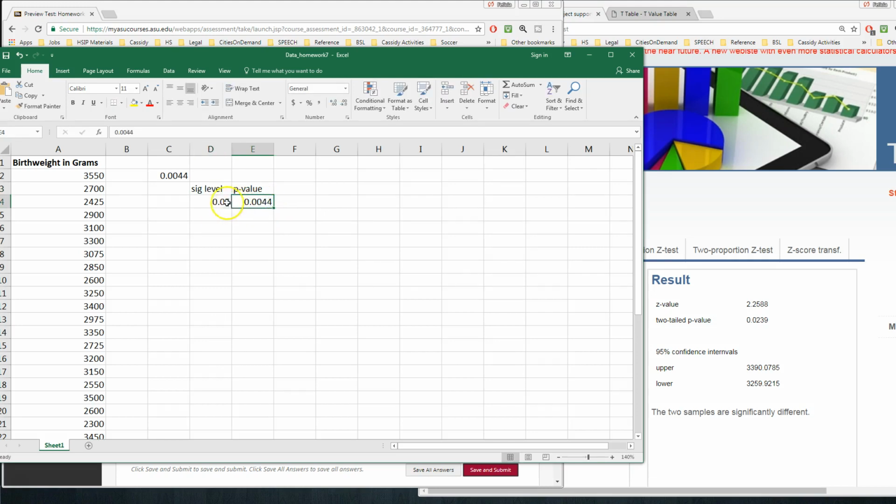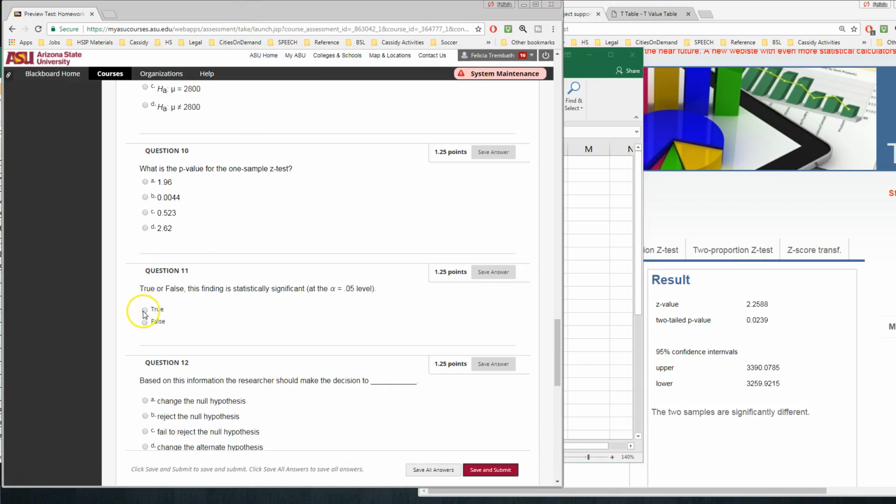My p-value is lower than the level of significance, so I'm going to conclude that my test is statistically significant. If it's higher than the level of significance, I would conclude my test is not statistically significant. But my significance level I set is 0.05, and my p-value was lower than that at 0.044. So I conclude that this test is statistically significant. True.